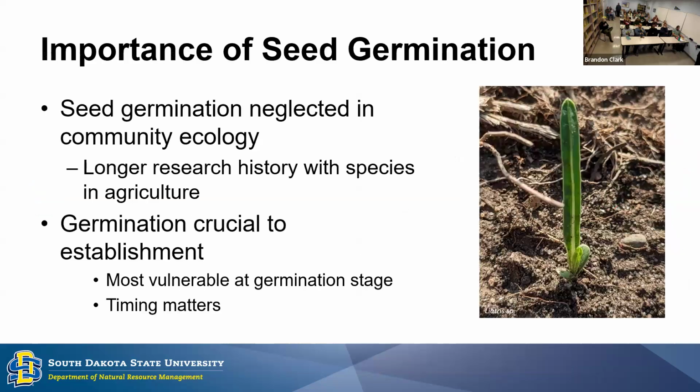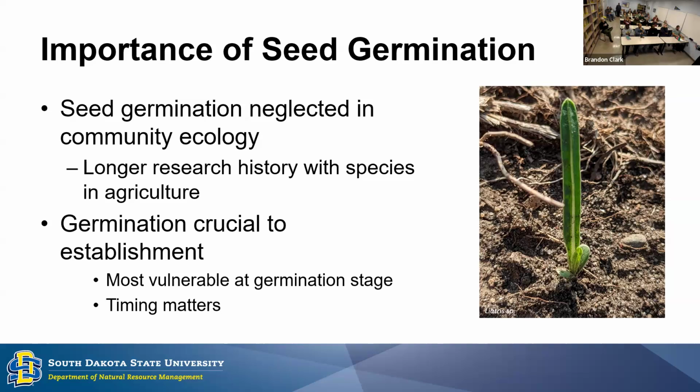The further you get to this goes for a restoration site. So seed germination is defined as the emergence of radicle or some type of endosperm material from the seed coat. And unfortunately, it's neglected in a lot of studies in community ecology. It has a longer history of research in agricultural studies because we obviously use these things for crops.